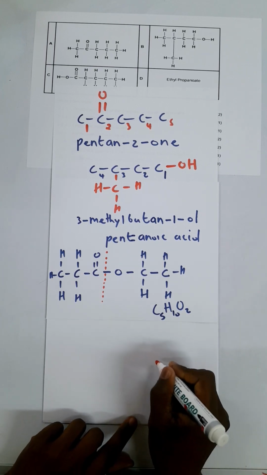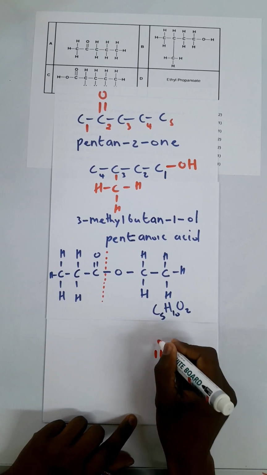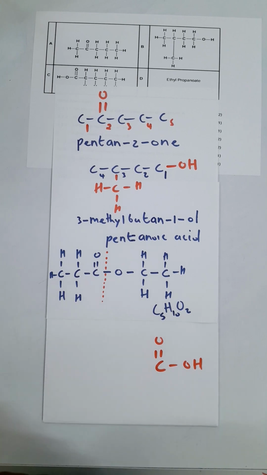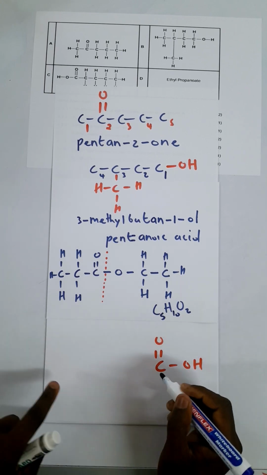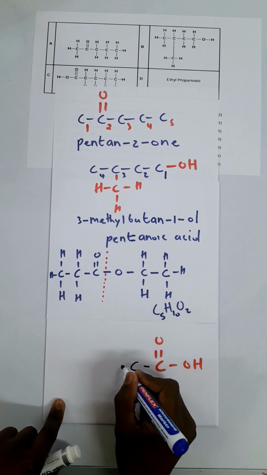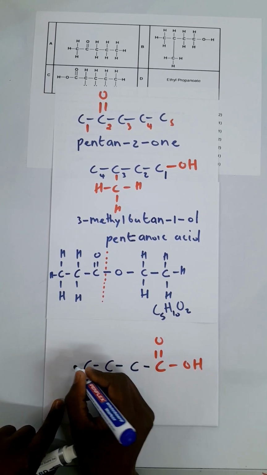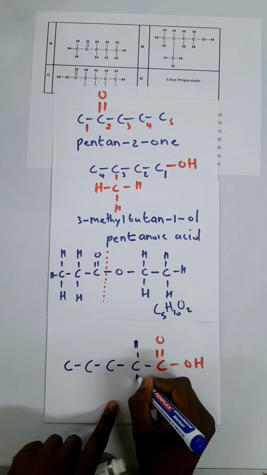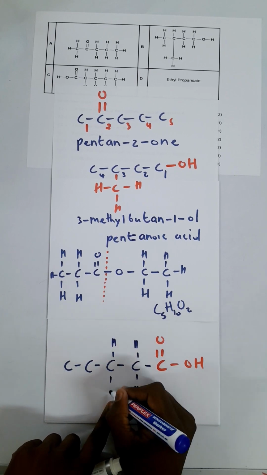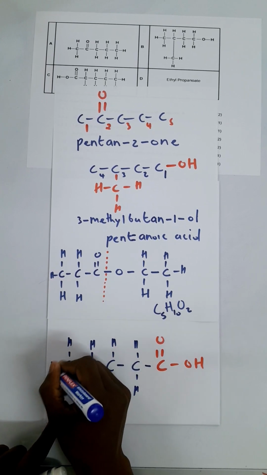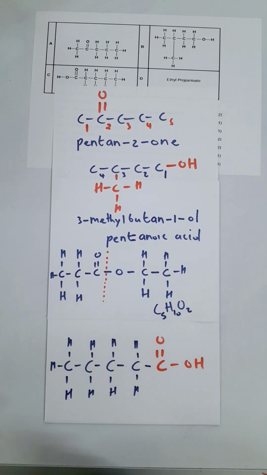A carboxylic acid. So we must have a carboxylic group to start with. We start with the functional group, the carboxylic group, and then put carbon number 2, 3, 4, and 5. So we have now 5 carbons. Now let's make sure that each carbon has 4 bonds by putting the hydrogens there. There we go. So now let's check if this is the correct isomer.